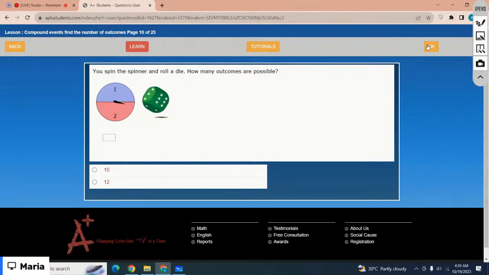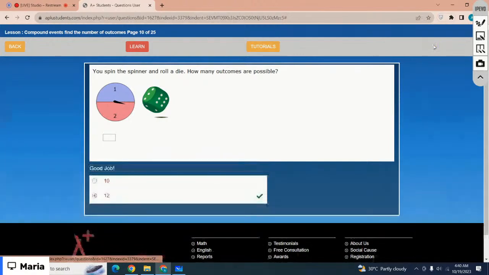You spin the spinner and roll a die. How many outcomes are possible? Which is the correct option? The correct option is, yes, that would be 6 times 2, that is 12, right? Okay, you can complete the lesson by yourself later today.